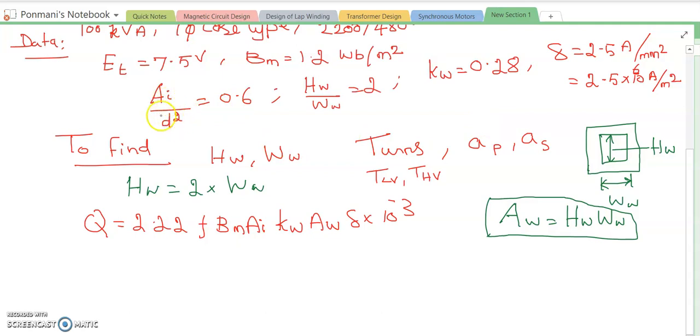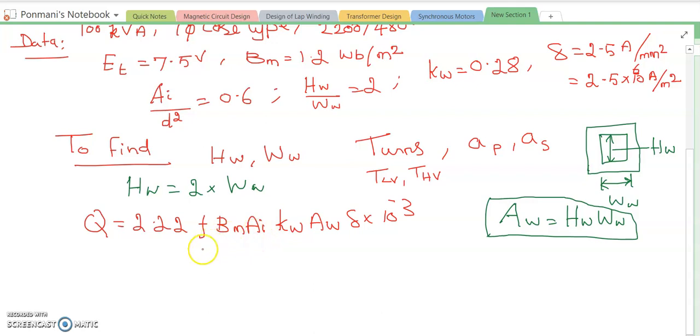AI we need to calculate because only this ratio is given, so then we have to calculate AI. Then we can substitute it over here. Flux density is given, frequency is given, kW is given, delta is given. So the only thing we have to calculate now is AA.